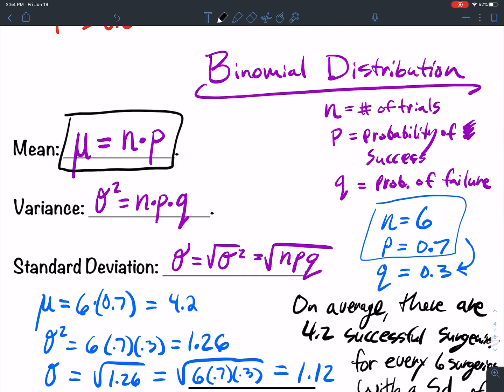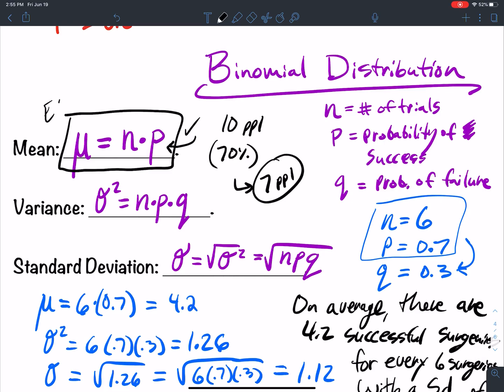If you think about it for a second, you intuitively knew how to calculate the mean before you ever walked into the classroom. If I told you there are 10 people in the room and there's a 70% chance that you like ice cream, how many people in the room like ice cream? I guarantee you would tell me that 7 people like ice cream. And how do you know that? That's the expected value. You multiply the number of people times the percent to get the 7. Okay?